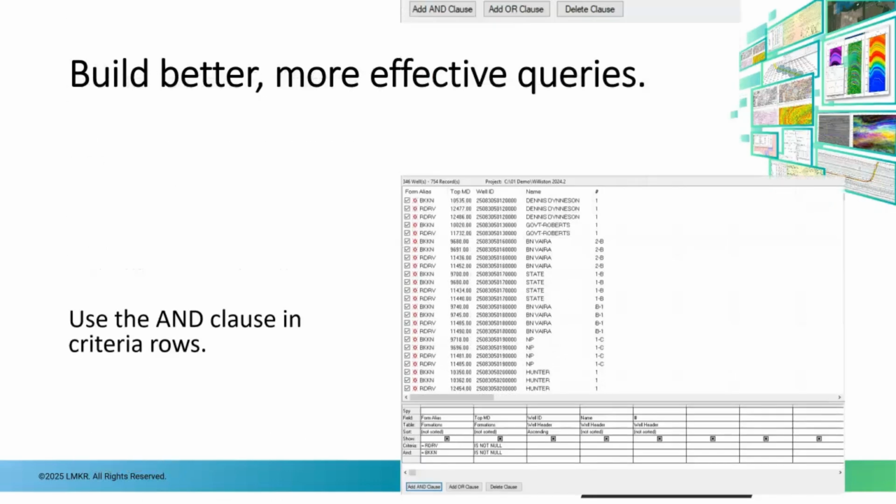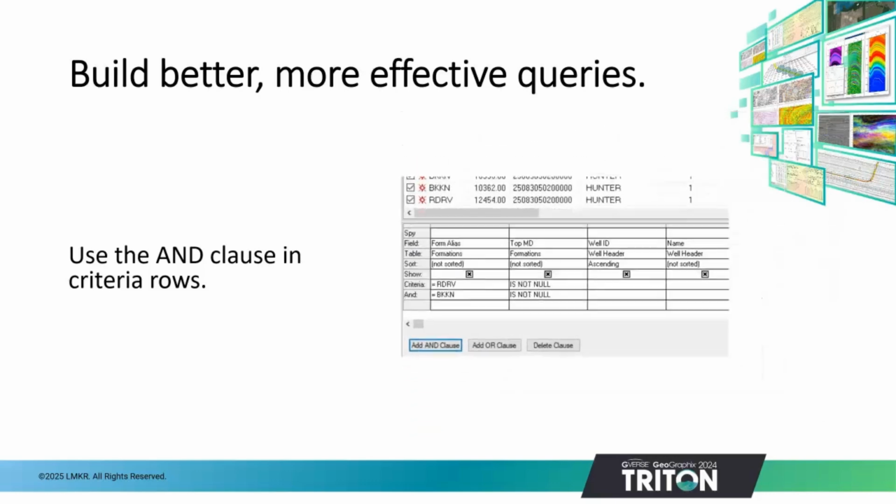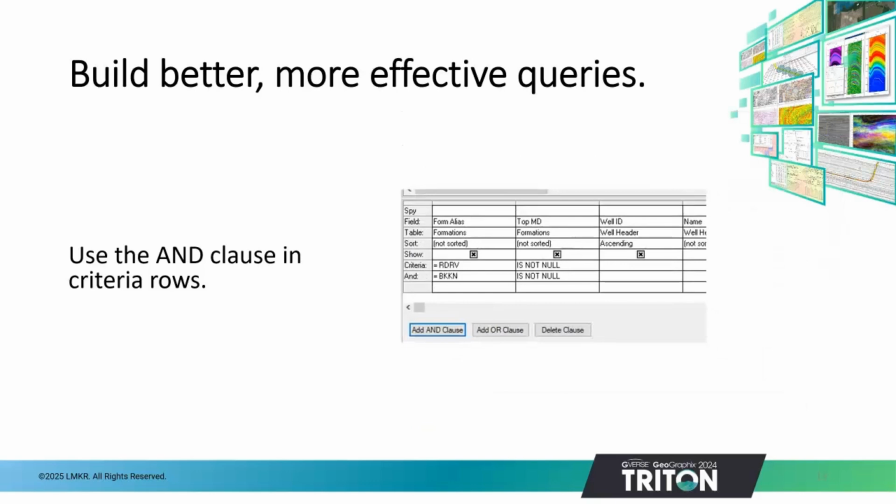Secondly, you can now define AND rows, not just OR rows. So in the past, we've had those fixed 5 rows, all of them have been ORs. Now, not only can you add as many rows as you need, you can add AND rows. Like in this example that I have here on the screen, I'm finding wells that have picks for both the RDRV and the BKKN formations.